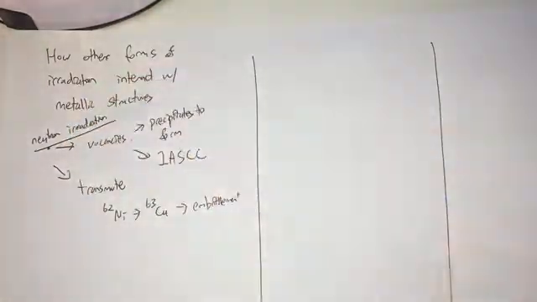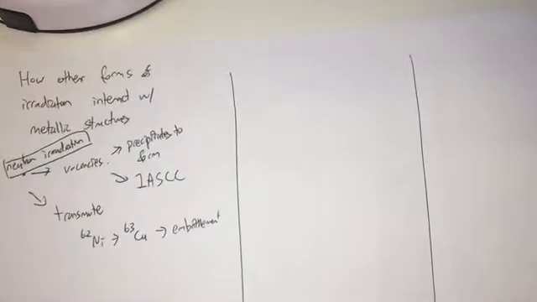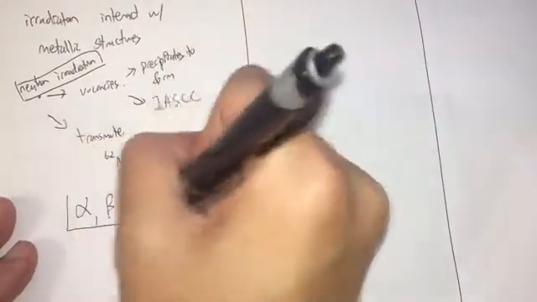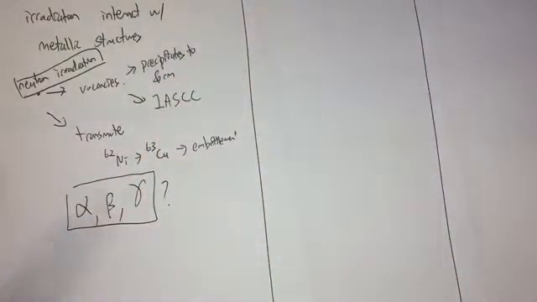Alright, we've discussed neutron irradiation already. So how about other forms of radiation? Let's say like the alpha, beta, and gamma radiation. Okay, how will this actually affect our materials?